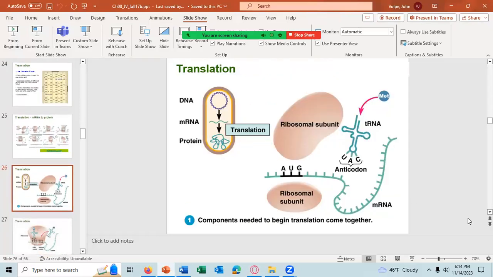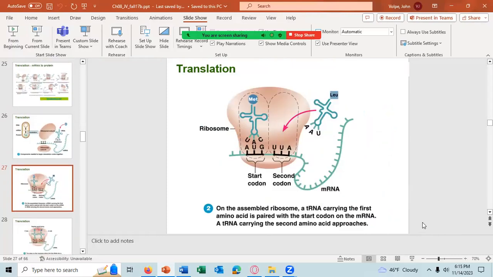So let's look at protein translation in a little more detail. Protein translation happens when the messenger RNA comes together with the ribosome, and you don't really need to know that the ribosome is in subunits and it forms over the messenger RNA. And then tRNA comes in and reads the messenger RNA. So all of these components are needed to begin protein translation.